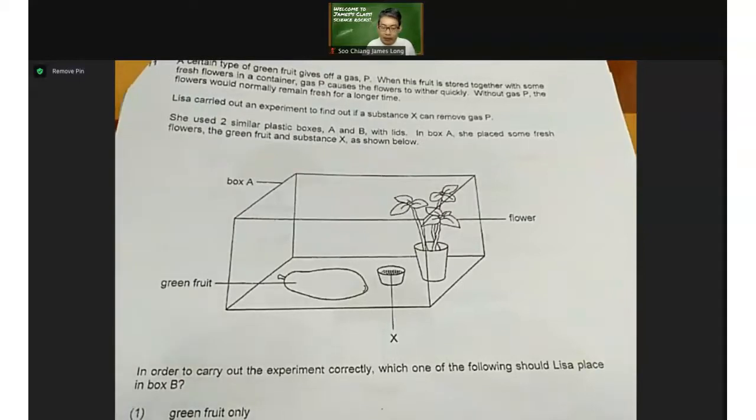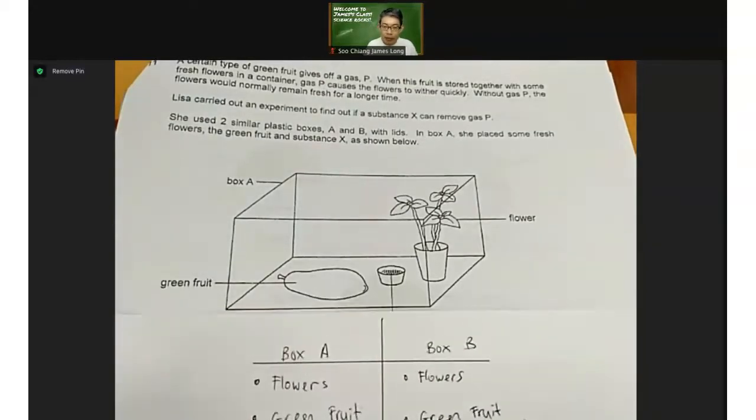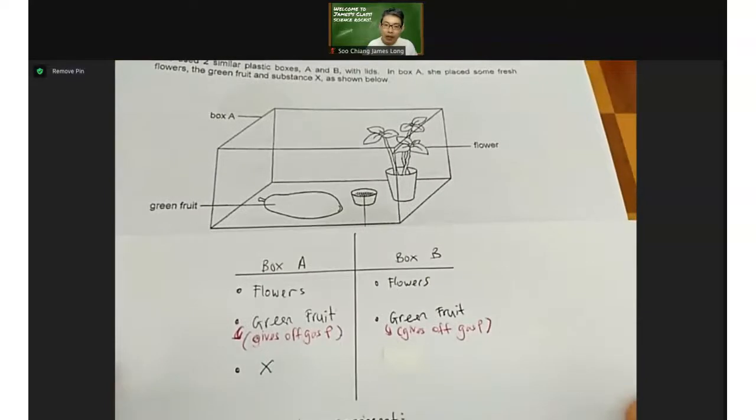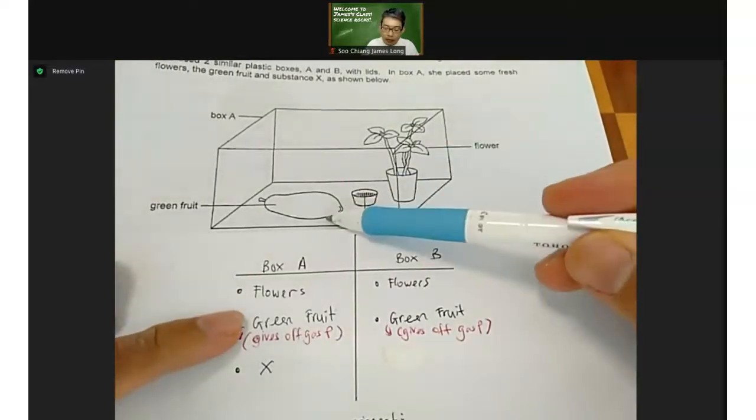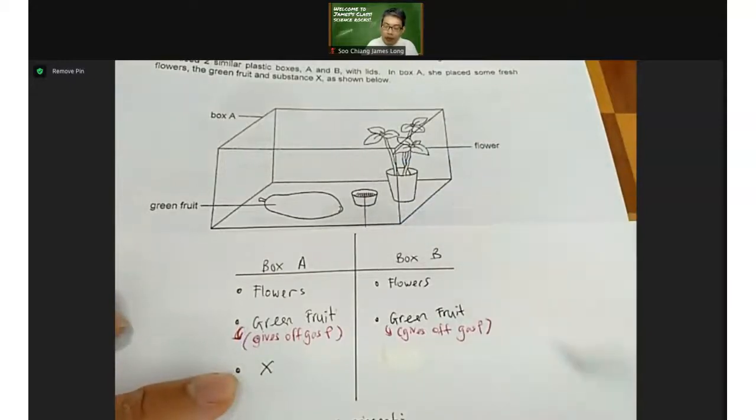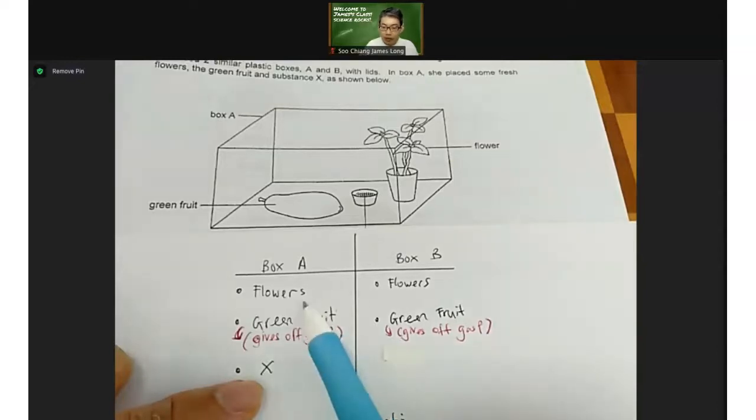Now, to make it simpler for us to understand, I drew up this table. What you can see is that in box A, we have the flowers, the green fruit, and the substance X here that's supposed to absorb the gas that is given off by the fruit. Now, does X really absorb this gas? I'm not sure, but if it does, then the flowers will stay fresh for a longer time. But how do I know if it really stays fresh for a longer time? I will know if I can compare with something else.